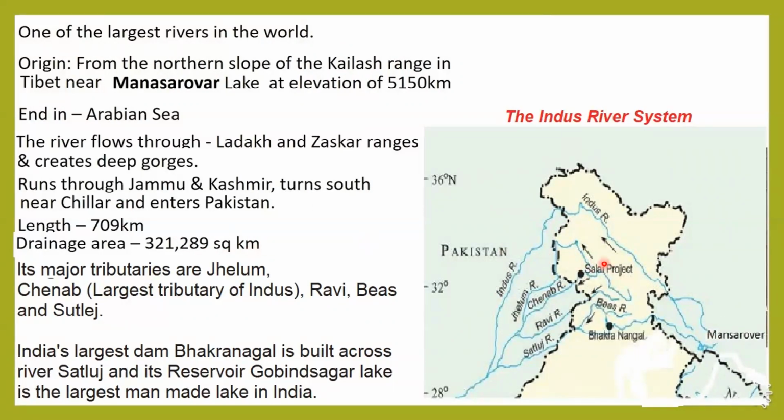3,21,289 square kilometers. The major tributaries of river Indus are Jhelum, Chenab, Ravi and Sutlej. Across the river Sutlej, the largest dam of India, Bhakra Nangal, is built. The reservoir of this dam is called Gobind Sagar Lake, which is the largest man-made lake in India.